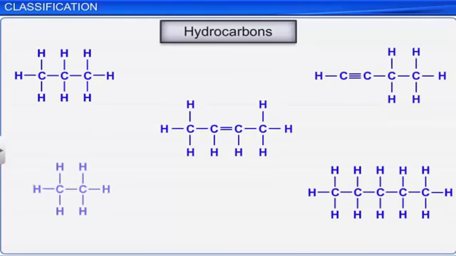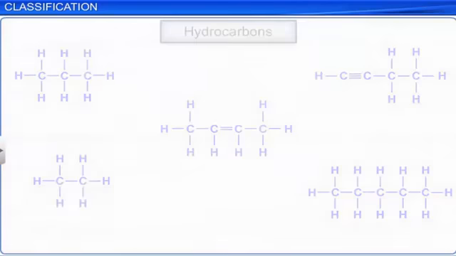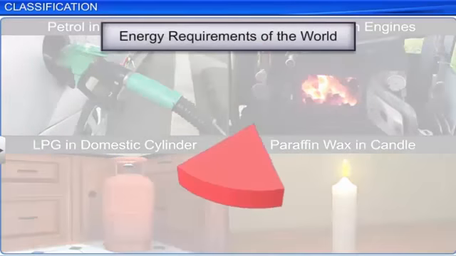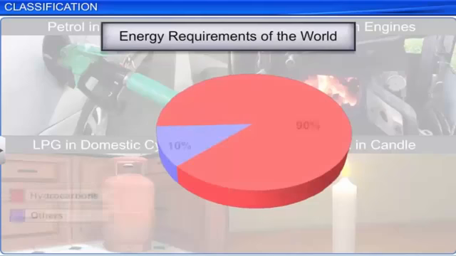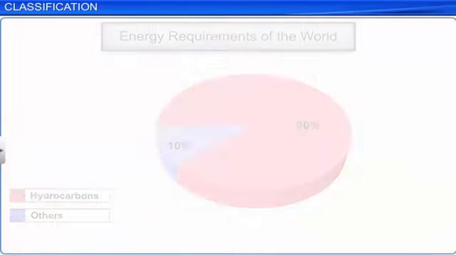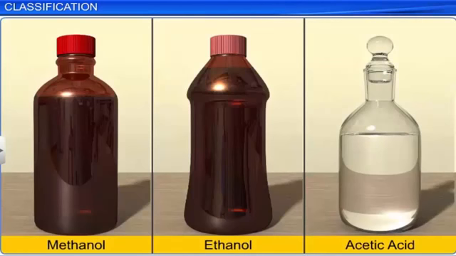Hydrocarbons are organic compounds containing only hydrogen and carbon. They play an important role in our life as they meet more than 90% of the energy requirements of the world. Also, they are the major sources of various other organic compounds which we use in different walks of life.